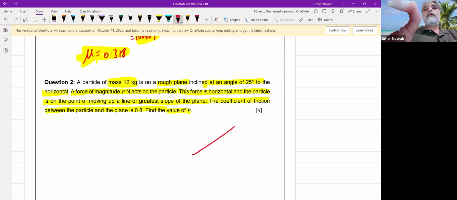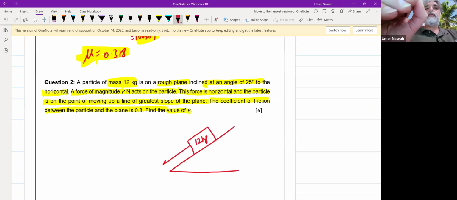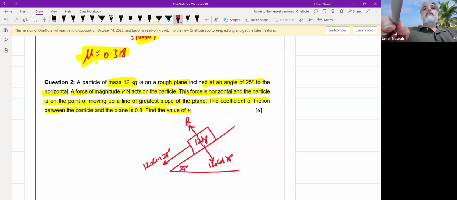So let me draw an inclined plane. This is 12 kg, resolve it. 120 sine of, what is the angle given to me? 25 degrees. And this is 120 cosine of 25, which is equal to R. Okay, x on the plane, and this force is horizontal. So you are applying a force here. This is the P force.